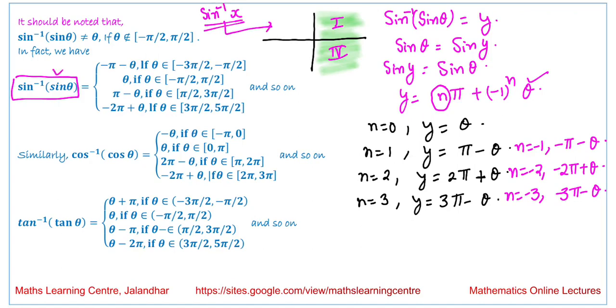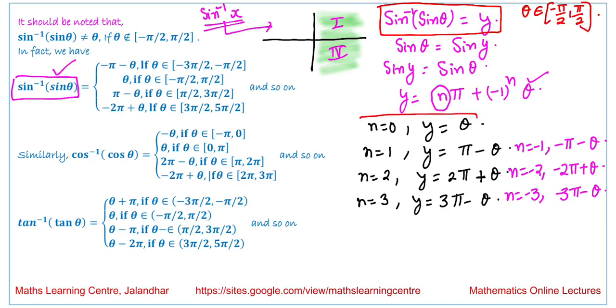So if we solve this equation in the first or the fourth quadrant, we are talking about the equation y is equal to sine inverse of sine theta, and we are saying theta belongs to the interval, say minus pi by 2 to pi by 2. The solution we have is y is equal to theta. We are talking about this portion over here, why we are saying so, because this value of y should belong to this interval. So in this case we are considering n is equal to 0.